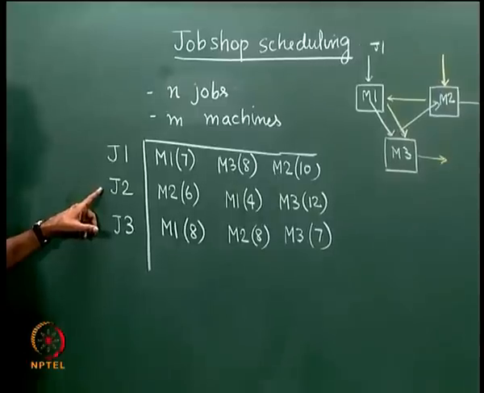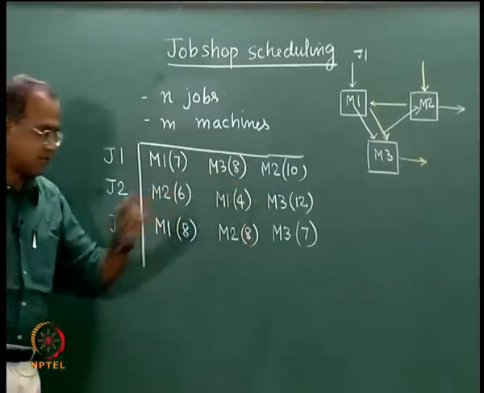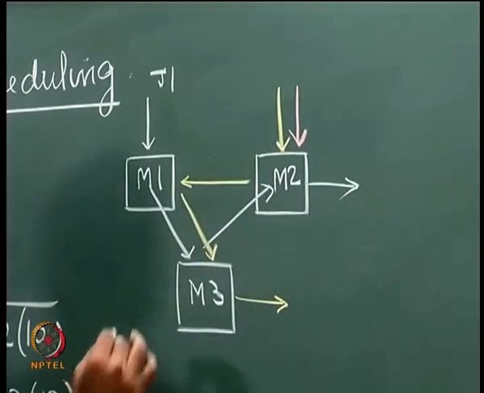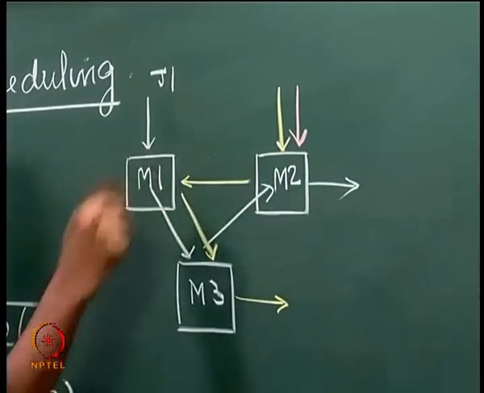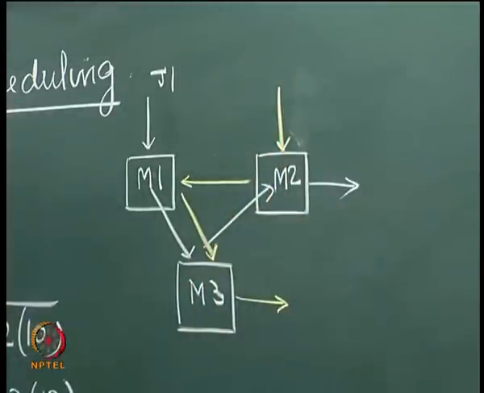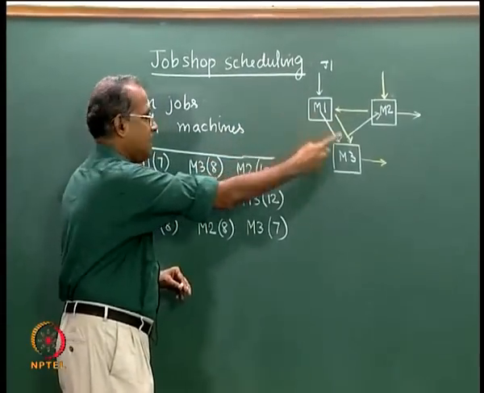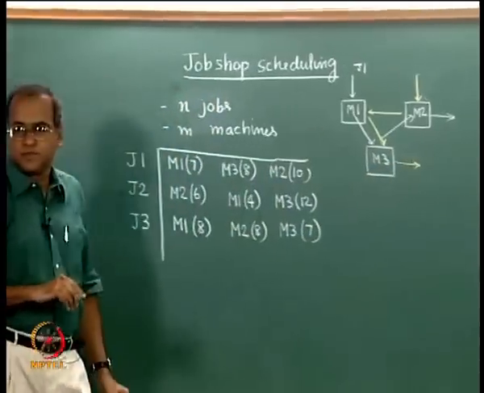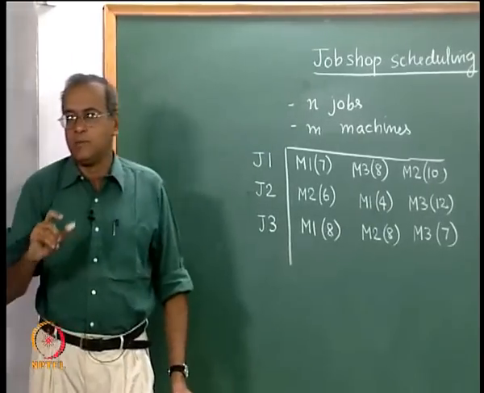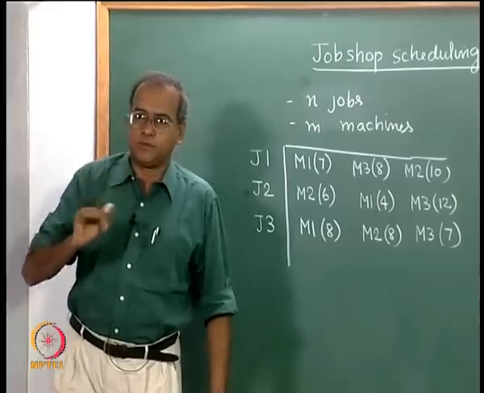Another job J2 may first visit machine 2 and then machine 1 and then machine 3. The one that I have shown in yellow stands for J2: it first visits machine 2, then visits machine 1, then visits machine 3 and then leaves. The numbers shown in the brackets are the processing times for the particular job on the particular machine.